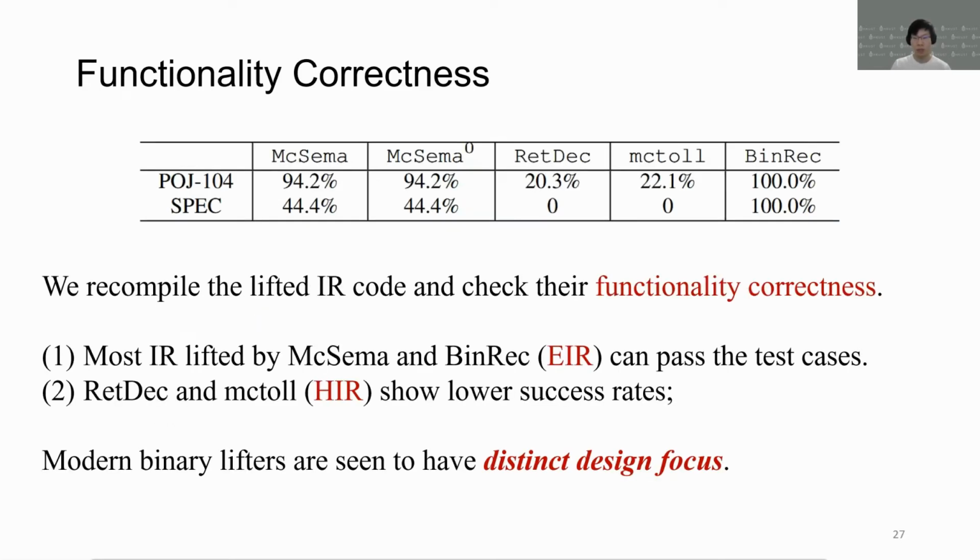Besides, we also recompiled all lifted IR to check their functionality correctness. Most IR lifted by EIR lifters, such as Mcsema and BinRec, can pass the test cases, while HIR lifted by RetDec and McSema show lower success rates. This result again demonstrates that modern binary lifters have distinct designs. EIR lifters focus more on functionality, and HIR lifters focus more on readability.